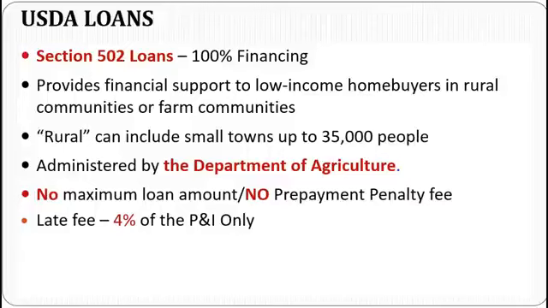It is another name for USDA loan or Section 502 loans. 100% financing to buy or build a property in a rural development. Rural means small towns, or also farm communities. 100% financing. They're going to ask you, where does the money come from for a USDA loan? Because it does not come from a bank. It comes from the Department of Agriculture. No maximum loan amount, no prepayment penalty. The late fee is 4% of the P&I only.